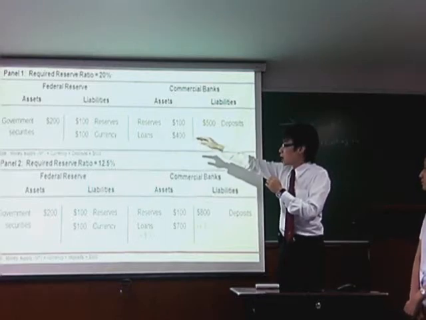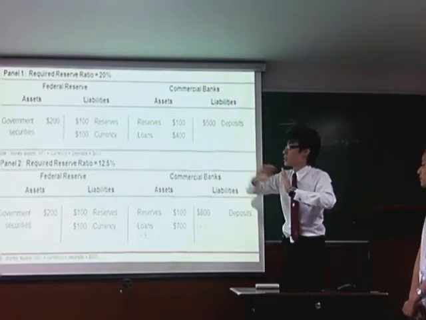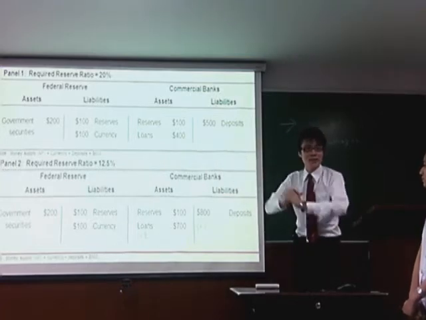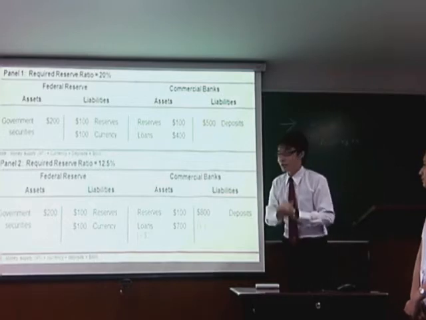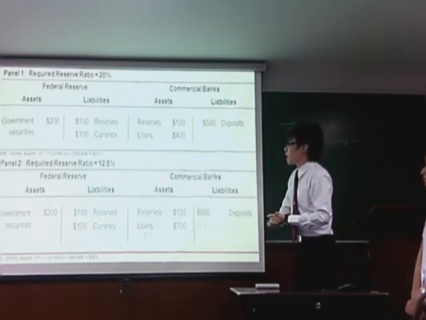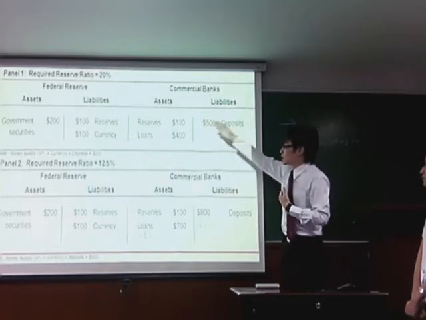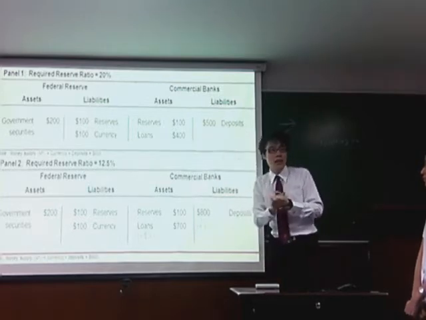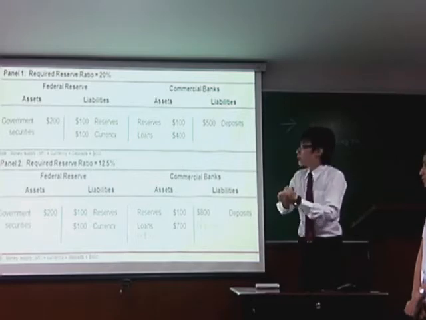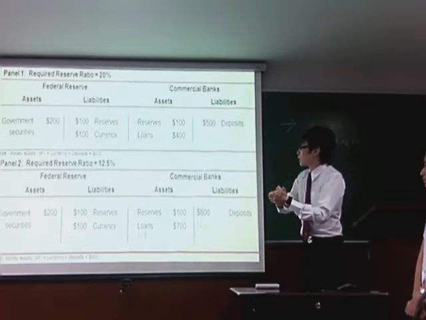Liabilities of $100 in reserves and $100 in currency. By the way, I'm sorry about this. These are all billions of dollars, okay? So think big money, billions of dollars. So at first, let's look at the commercial banks and see if this is fully loaned out, okay? So we gotta look at our required reserve ratio, okay?